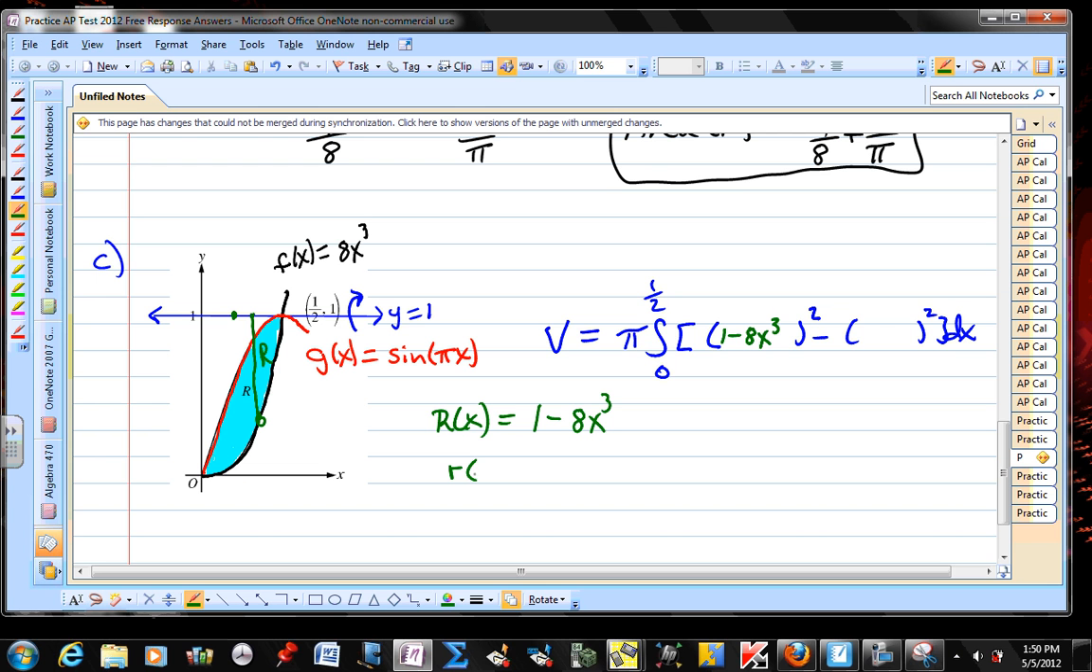Now let's find little r of x. Little r is found by drawing a segment from the axis of revolution to the near side of the shaded region, and we'll do the top minus bottom. The top of this little radius segment is 1, and the bottom of this little radius segment is sine of pi x. So we're going to subtract the quantity 1 minus sine of pi x, squared, in our integrand.